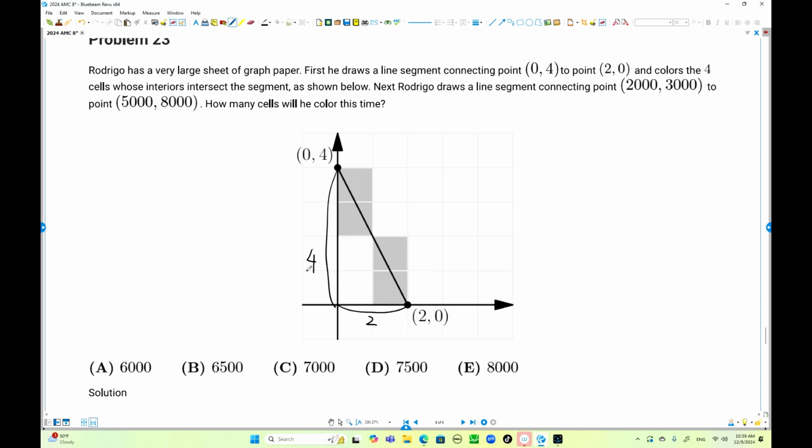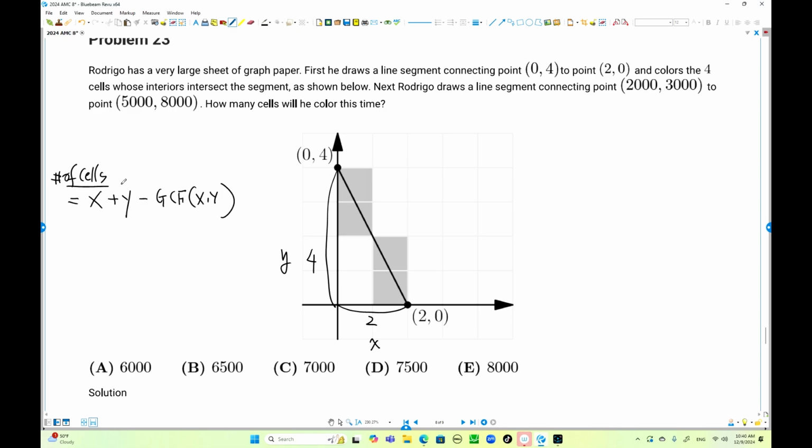That's the formula: the number of cells crossed by the line equals x plus y, where this is x and this is y, minus the GCF of x and y. That's the formula for the number of cells.